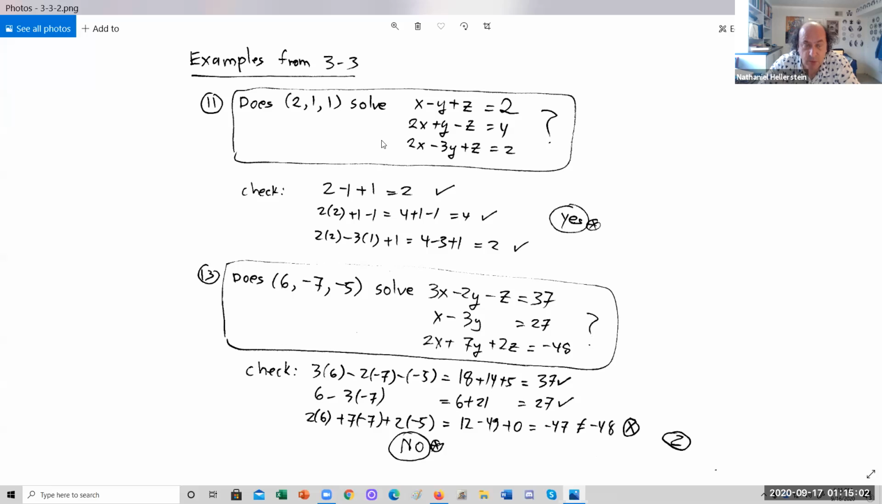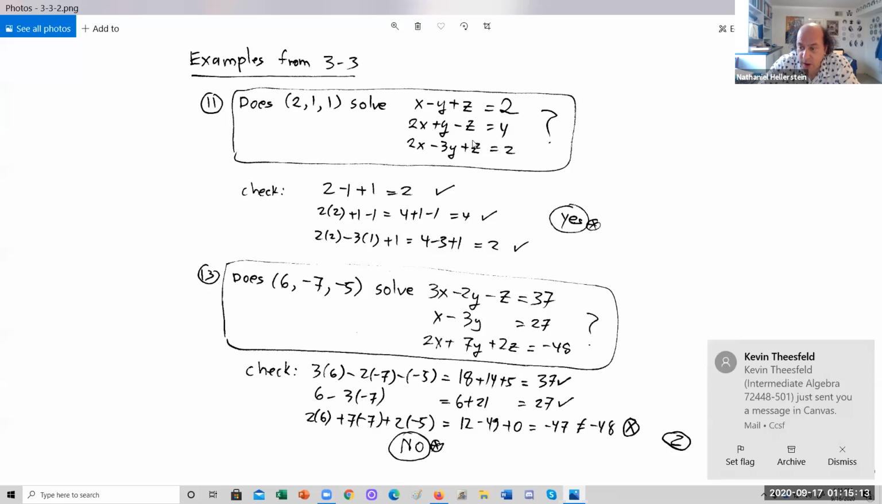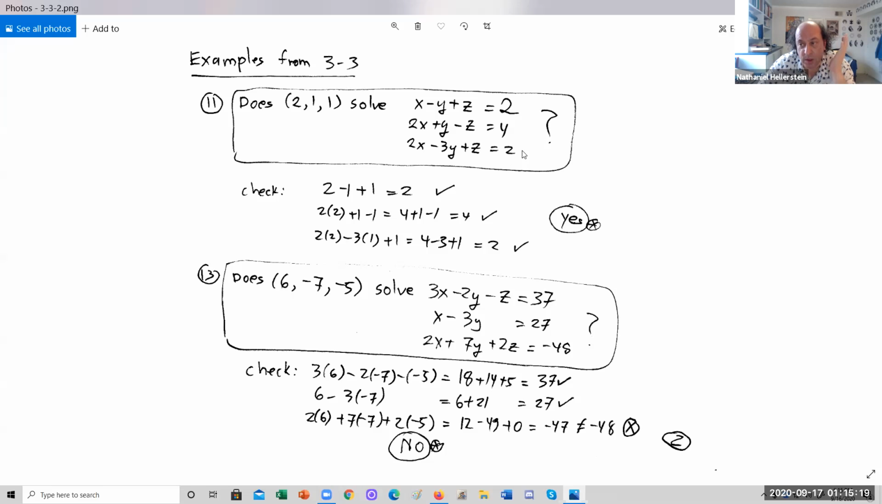All right, so for example, we'll check these 2 solutions of these 2 systems. Does 2, 1, 1 solve x minus y plus z equals 2, 2x plus y minus z equals 4, and 2x minus 3y plus z equals 2? All right, it's easy enough to check. Put 2, 1, 1 in for this equation. We get 2 minus 1 plus 1. That does indeed equal 2, so yes.